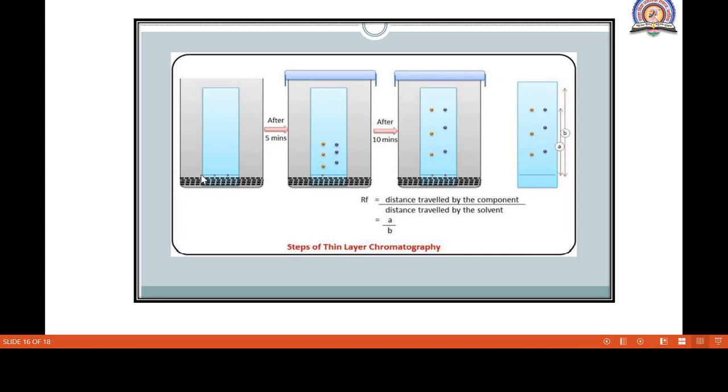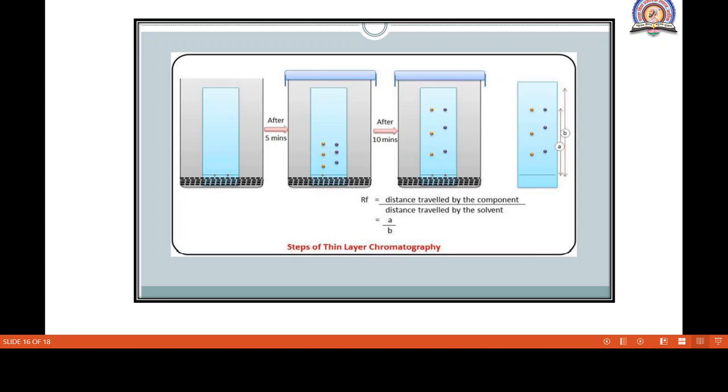Then here a line is there. On that line we place a sample which we dissolve in a particular solvent. After 5 minutes, we place a lid on it. So what happened after 5 minutes? The separation of the components takes place in this way. After 10 minutes, the distance of separation increases.